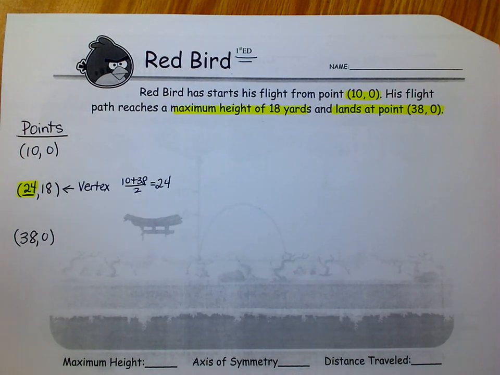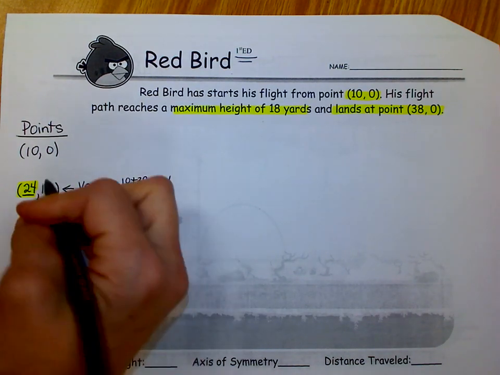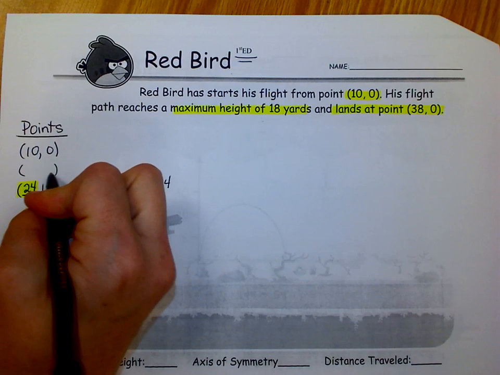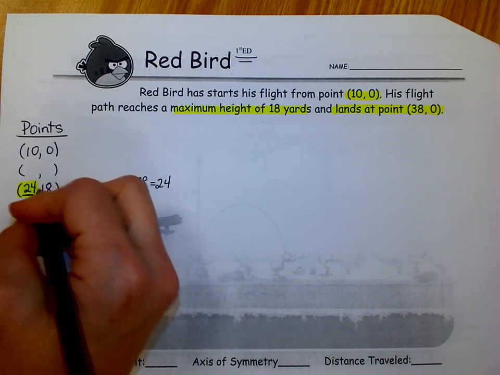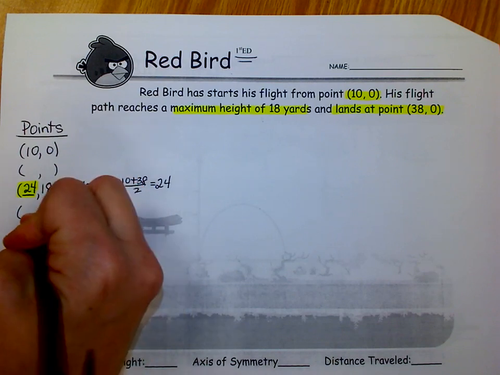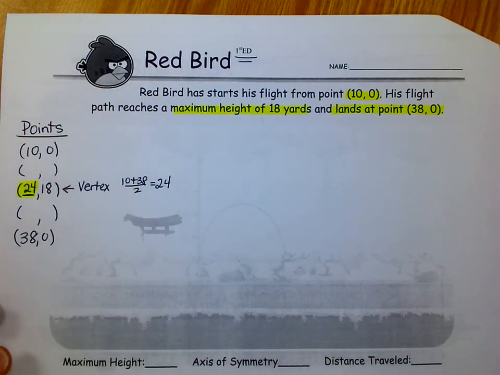Okay, now if we're going to want to graph this, which you are, you're going to need more than just 3 points so you can get a better shape of this graph. So we are going to actually want to find 2 more points, one in between where he starts and the vertex, and one in between the vertex and where he finishes his flight path. So we're going to be looking for 2 more points.